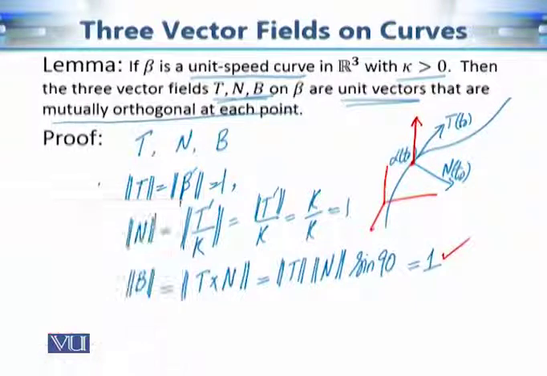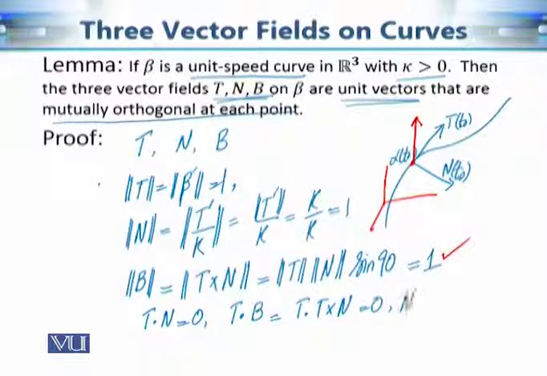Now, moving on. We know that T dot N is equal to 0; they are mutually orthogonal. Now what about T dot B? This is equal to T dot (T cross N), which is obviously 0, because the cross product is perpendicular to both vectors T and N. Similarly, N dot B is equal to N dot (T cross N), which is once again equal to 0. So all of these vector fields are mutually orthogonal and unit at each and every point.